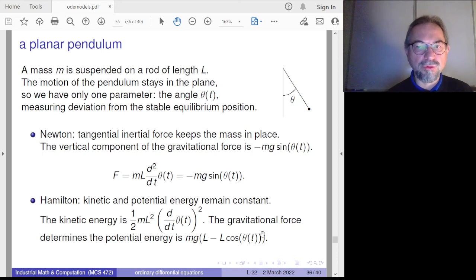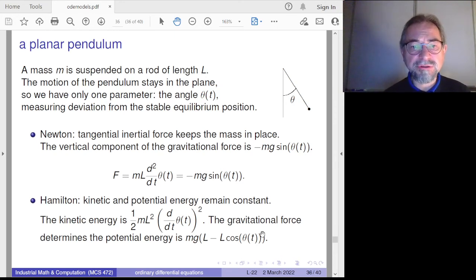With Newton's rule, we have the inertial force that has to equal the external force. So there is the gravitational pull, and the vertical component is expressed here, and that will be the right-hand side of this equation. You see, this model simplifies. The mass drops out.